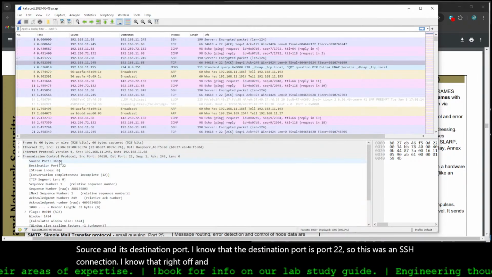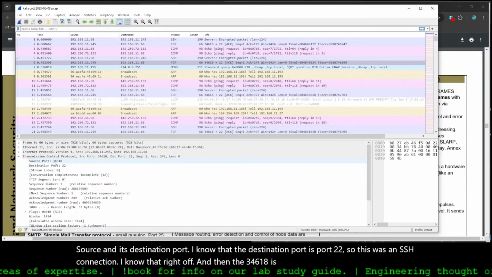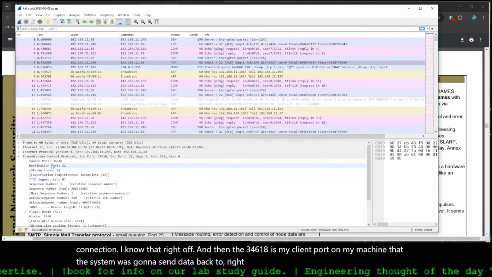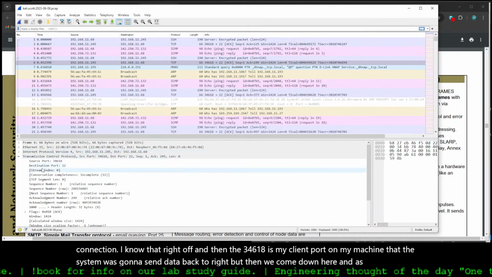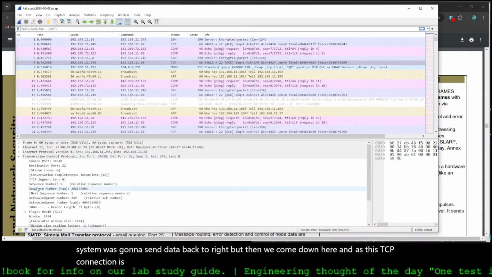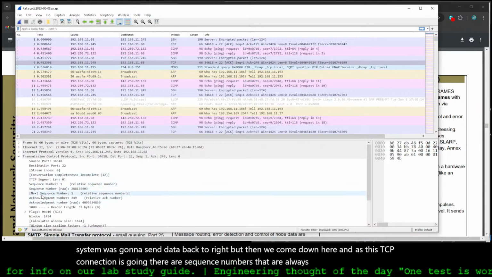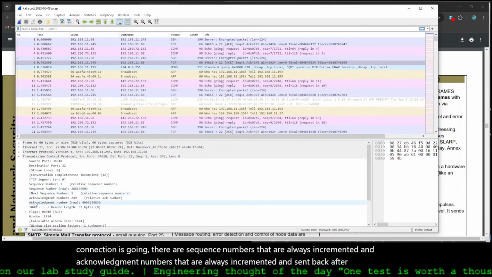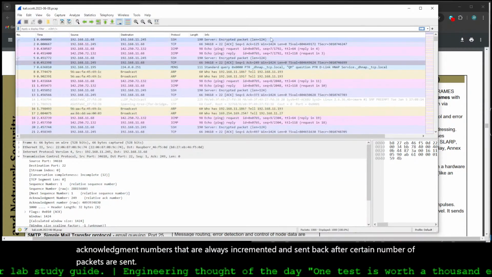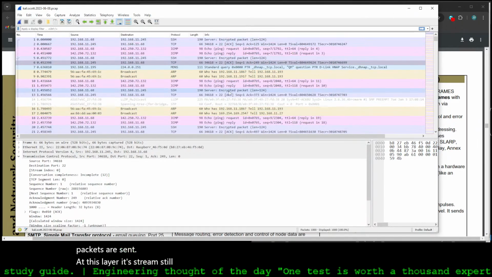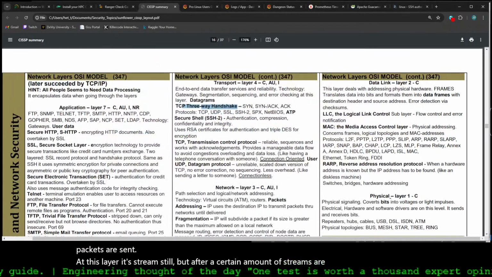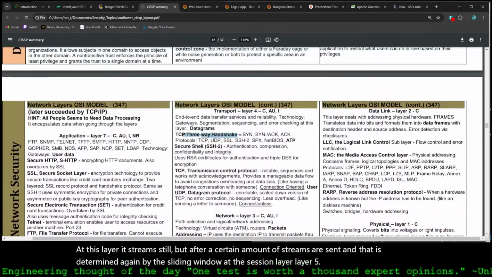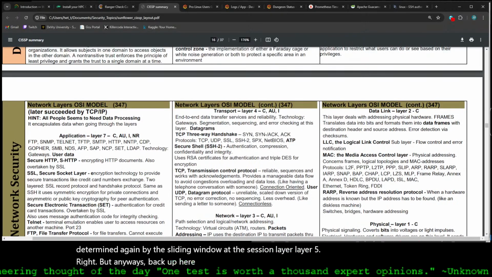And then the 34618 is my client port on my machine that the system was going to send data back to, right? But then we come down here, and as this TCP connection is going, there are sequence numbers that are always incremented and acknowledgement numbers that are always incremented and sent back after a certain number of packets are sent. Well, at this layer, it's streams still, but after a certain amount of streams are sent, and that is determined, again, by the sliding window at the session layer, layer 5, right? But anyways, back up here, that's all TCP stuff.